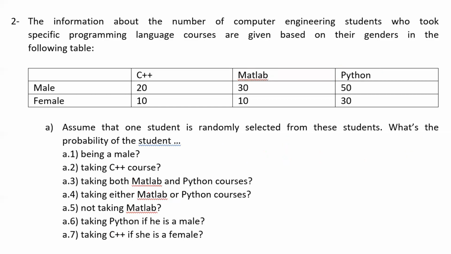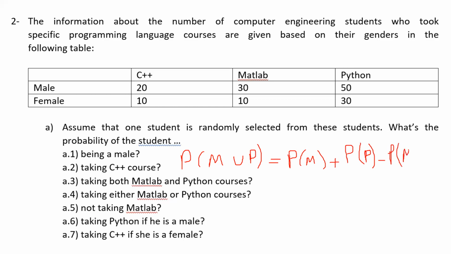So next question, taking either MATLAB or Python course. Okay, this is different. It means that we should find the union, not the intersection this time. So do you remember the formula? It's exactly the same as the previous question. So marginal ones, and also the intersection. You subtract it from the intersection. So M and P.